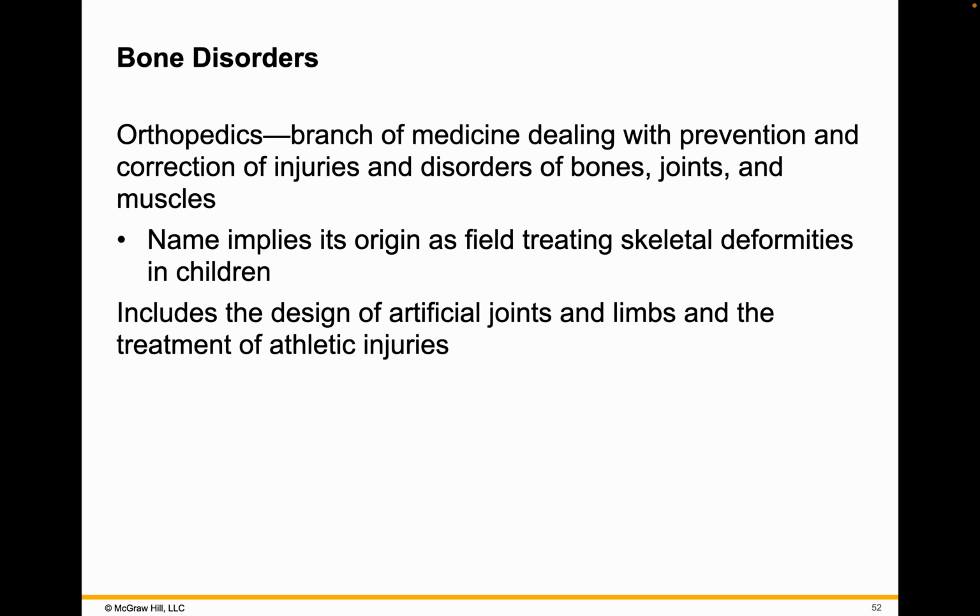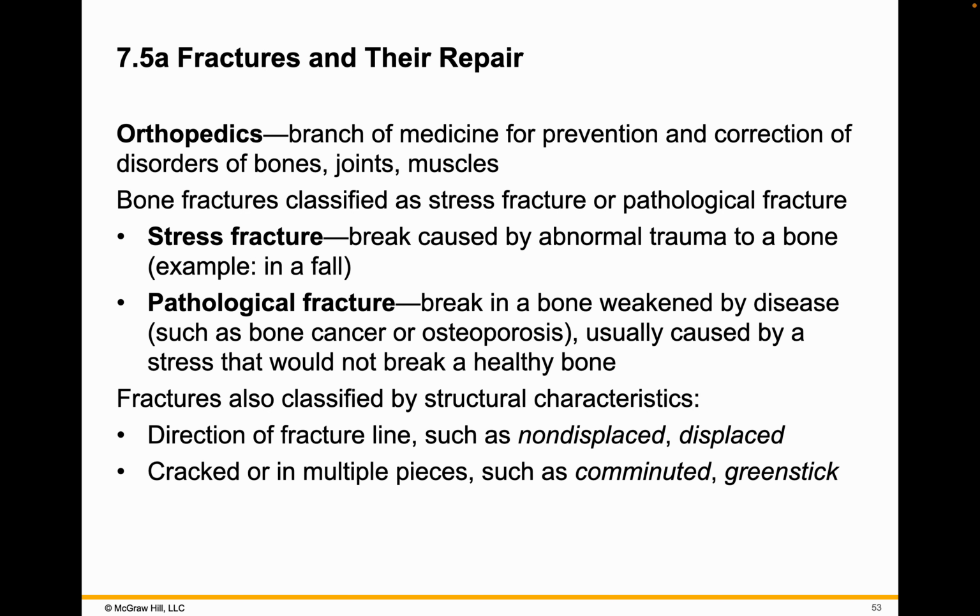Orthopedics is the branch of medicine that deals with prevention and correction of injuries and disorders of the bones, joints, and muscles. The name implies its origin as a field in treating skeletal deformities in children. It includes the design of artificial joints and limbs and the treatment of athletic injuries. Orthopedics is the branch of medicine for the prevention and correction of bone disorders, joints, and muscles.